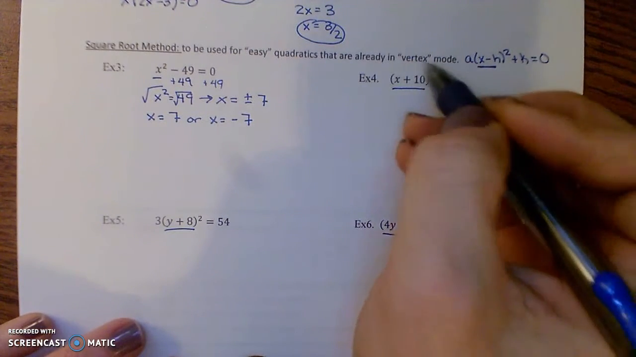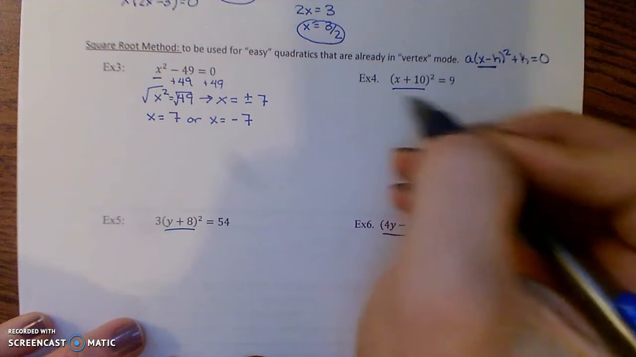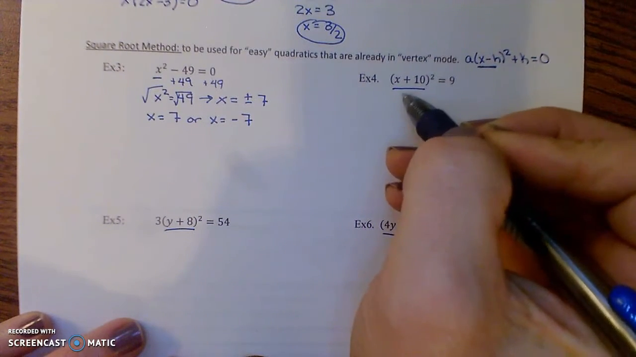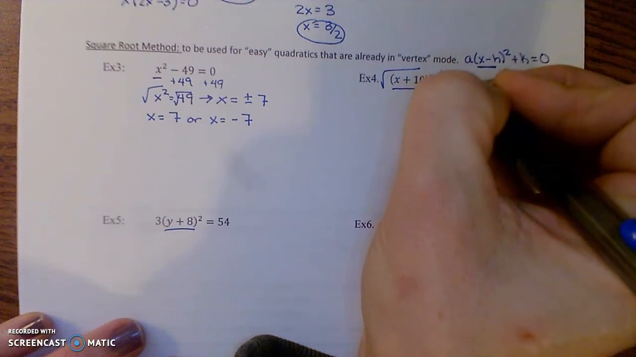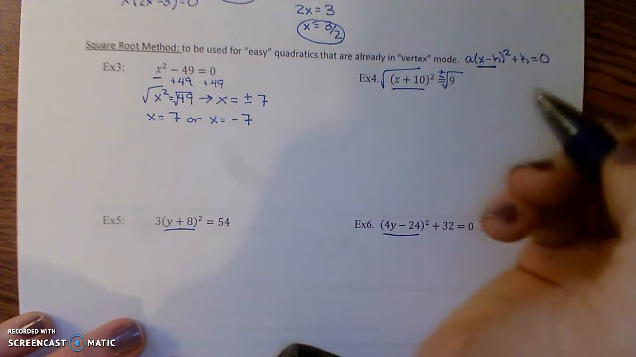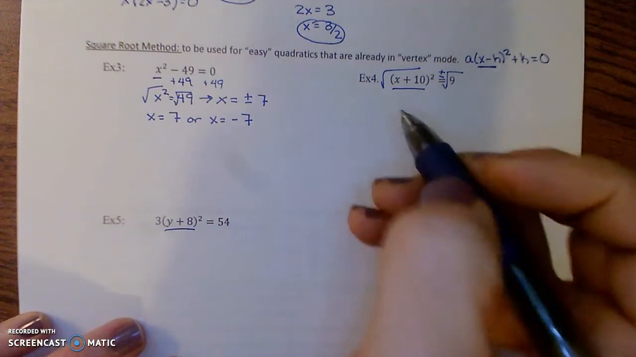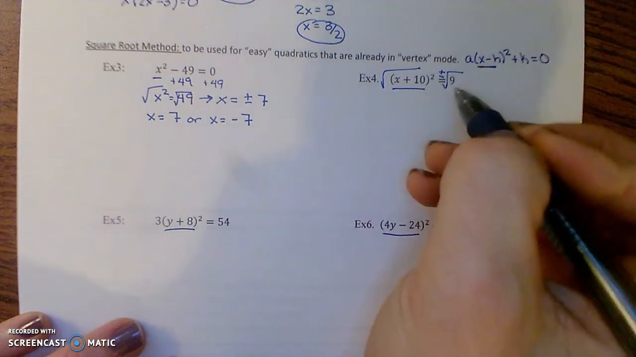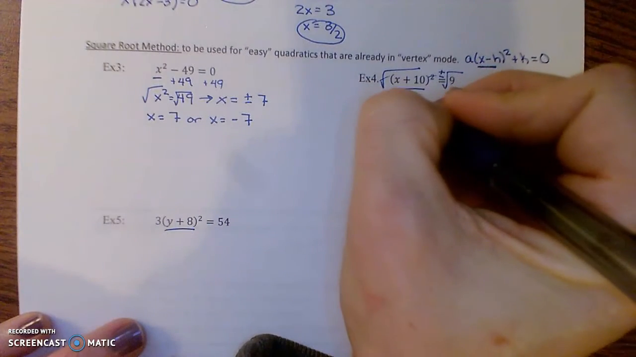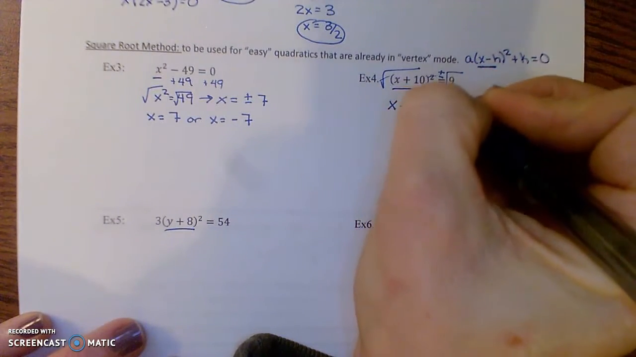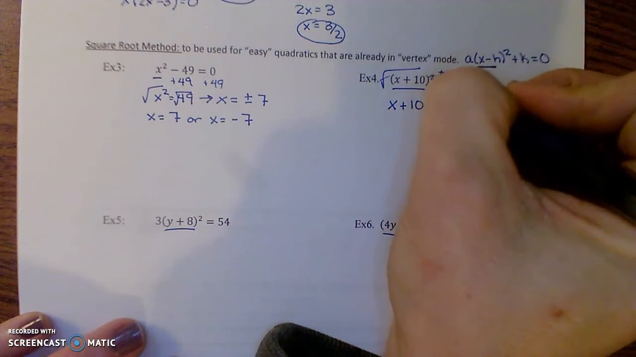First, I'll isolate the squared term, trying to get x by itself. So it's already isolated. I got 9 on the other side. Then the method is to square root both sides. And when we do that, notice we're going to get two equations, a plus equation and a minus equation. The square root and the square undo each other, and we're just left with x plus 10 equals plus or minus the square root of 9, which is 3.